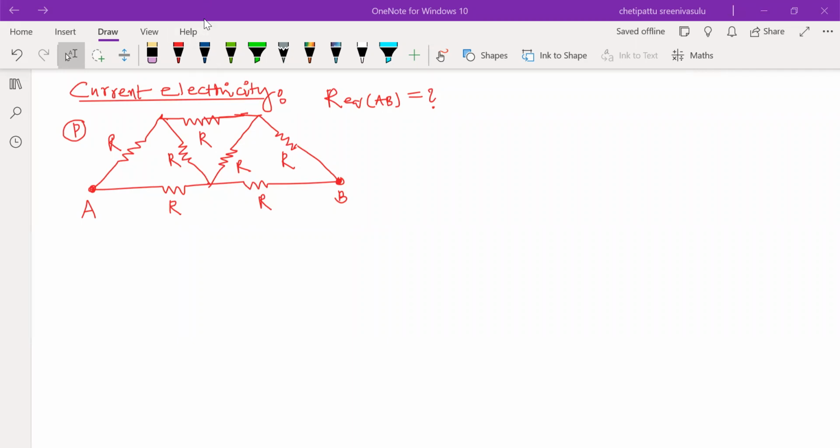This is one of the problems from current electricity. We need to find the effective resistance between A and B. Now for that, look at this problem. This is a symmetry problem about the vertical axis.